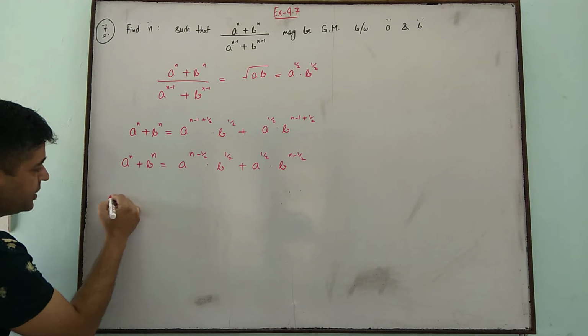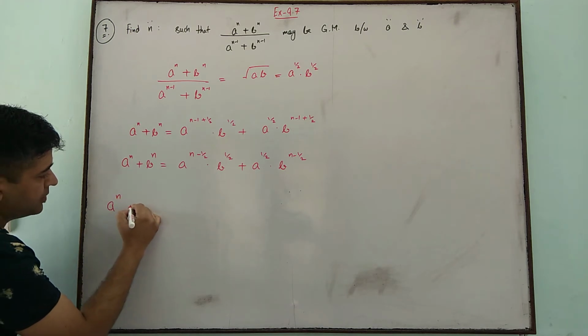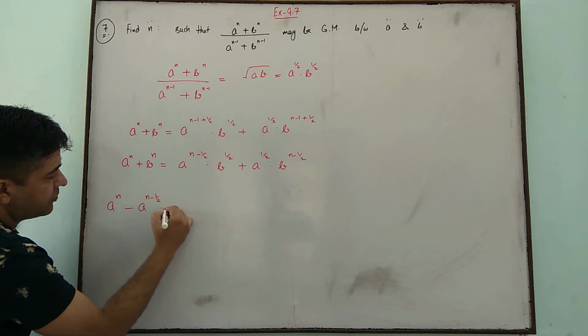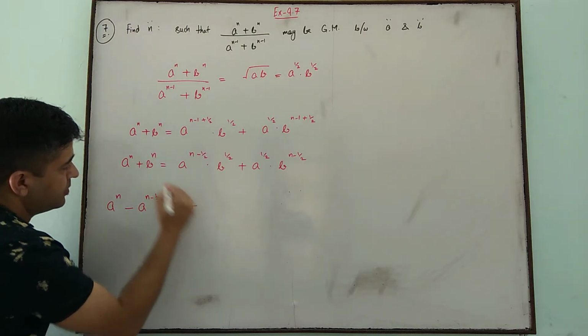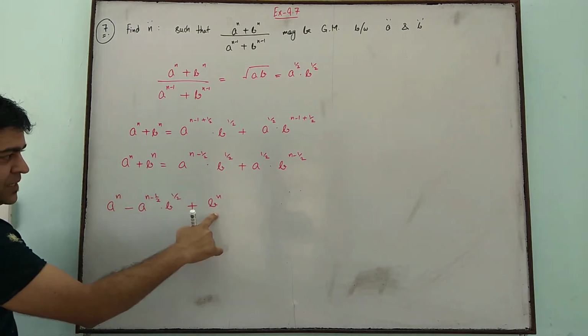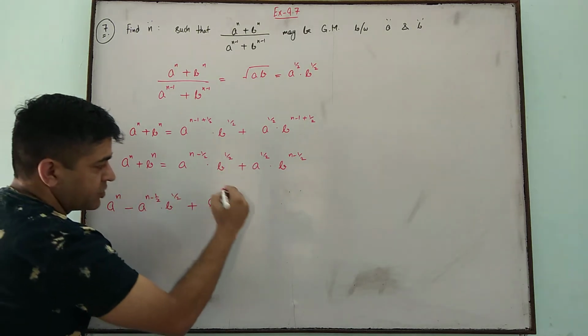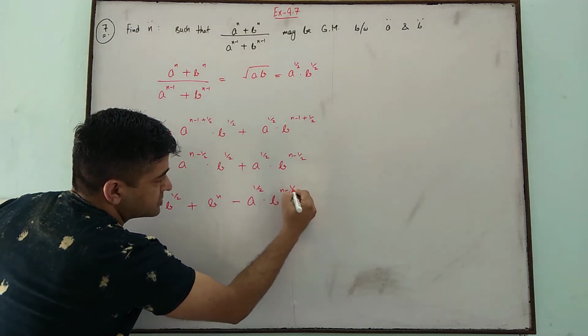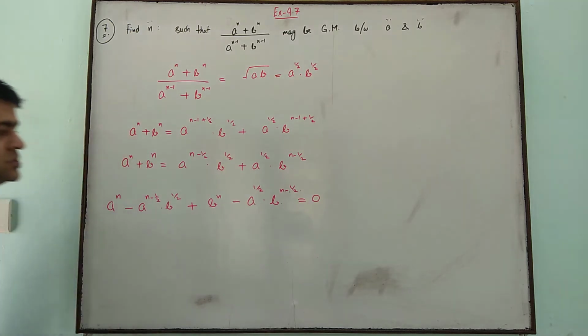Transpose this to this side: a^n minus a^(n-1/2) b^(1/2) plus b^n, this one negative to this side, plus b^n, and this one negative to this side, minus a^(1/2) b^(n-1/2) is equal to 0.